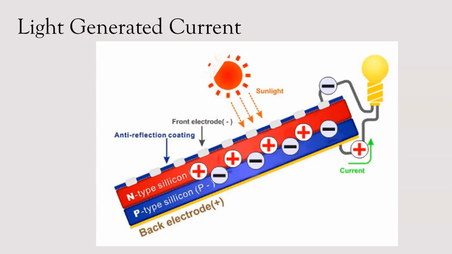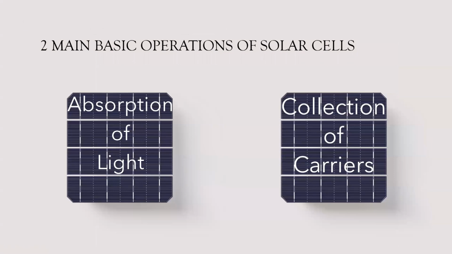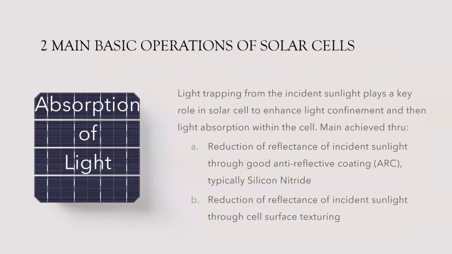So the operation of solar cells is mainly divided into two parts, namely the absorption of light and the collection of carriers. Light trapping from the incident sunlight plays a key role in solar cells to enhance light confinement and then light absorption within the cell. It is mainly achieved through: A, reduction of reflectance of incident sunlight through a good anti-reflective coating, typically silicon nitride; and B, reduction of the reflectance of incident sunlight through cell surface texturing.